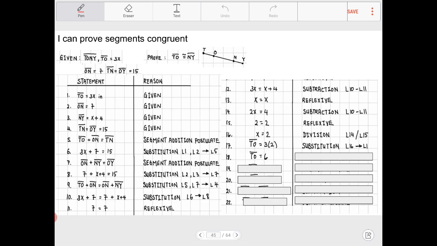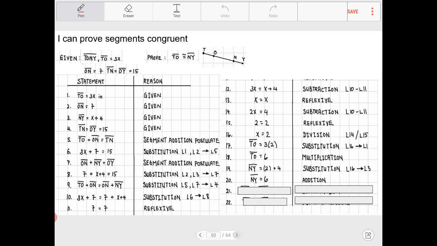We multiply, TO is equal to 6. And we are going to find out what NY is. NY is equal to x plus 4. So again, 2 plus 4, and that is line 16 to line 3. Line 16 all the way back to line 3. And we have NY is equal to 6 because of addition. And since we have TO is equal to 6 and NY is equal to 6, we can then conclude that TO is congruent to NY. And that's because of substitution.